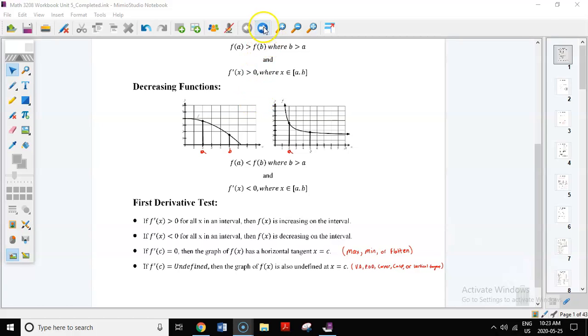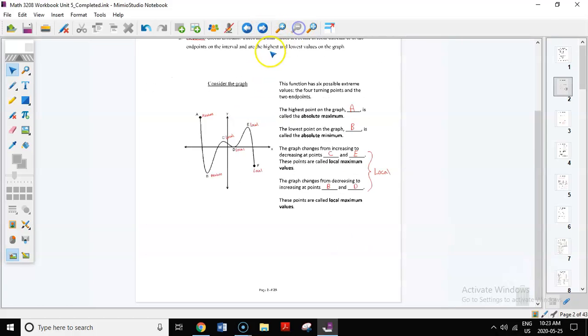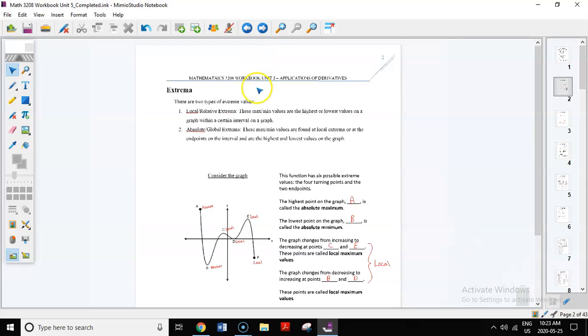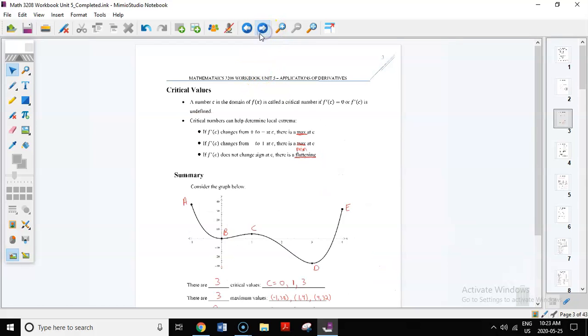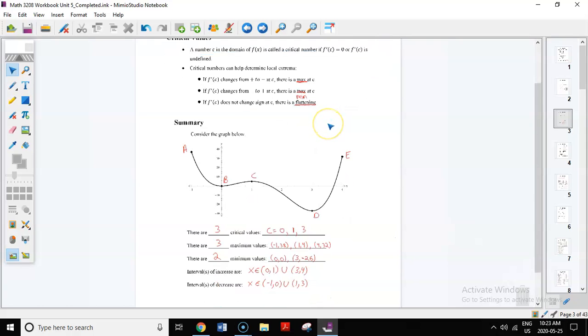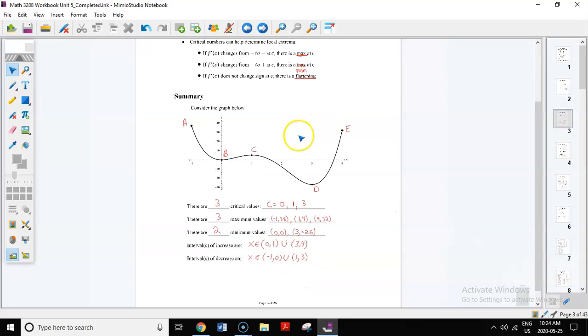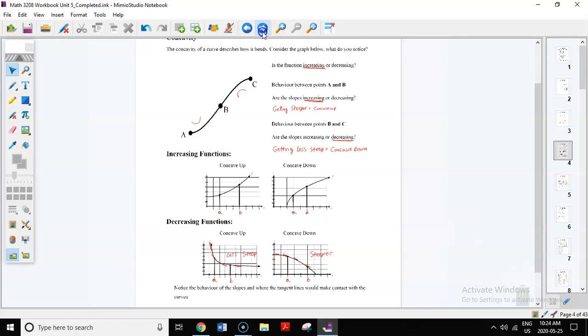So that's the first derivative. The notes as you move forward explain what's going on and give you some examples. I'm not going to go through all that. When the derivative is 0, we get what we call a critical value. So if the derivative is 0 at 3, then 3 is a critical value. This page here explains that.